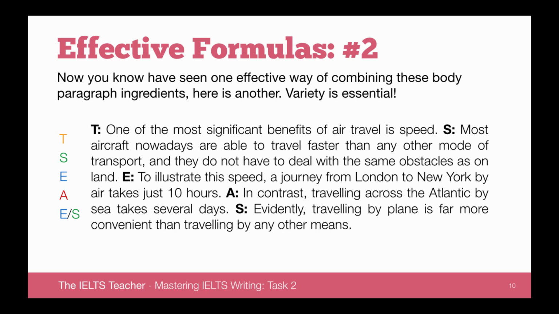Now the alternative is where we look at the opposite or the contrast to further support our point. How can we show how fast air travel is? Well, we can contrast it with a slower form of transport like boat. So in contrast, traveling across the Atlantic by sea takes several days. So very clear contrast. And support that a little bit more, maybe a result: evidently, traveling by plane is far more convenient than traveling by any other means.